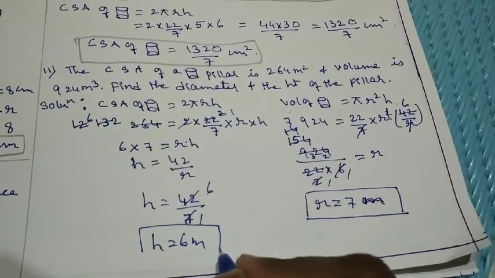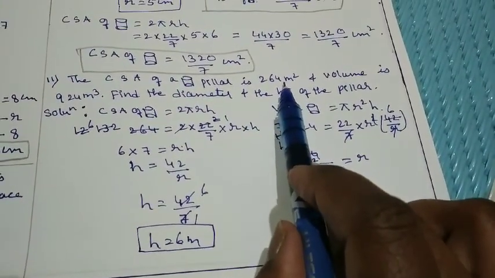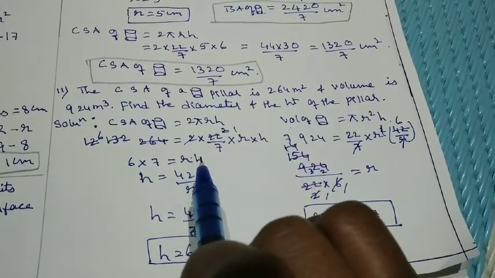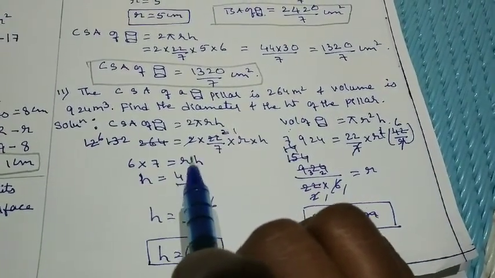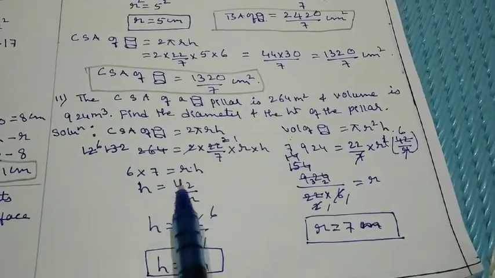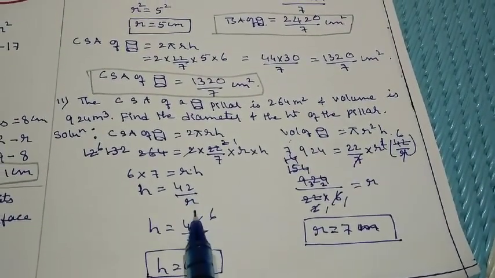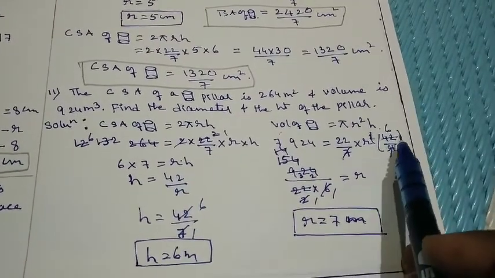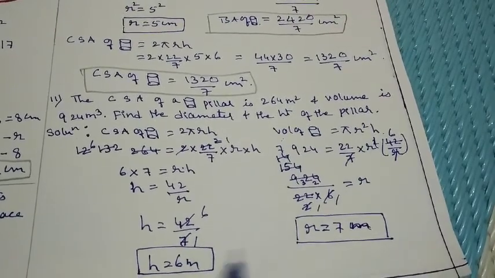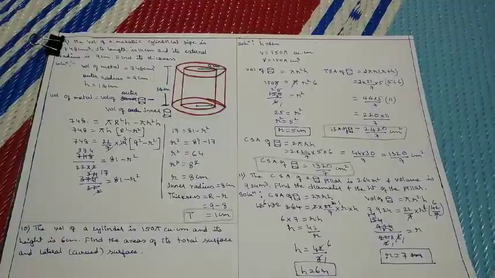This is how we need to find the variable value when the CSA of the cylinder is given and the volume of the cylinder is given. See, in CSA, R and H are both unknown, and even in volume R and H are unknown. So here I made H common and converted the height in terms of radius. That value I substituted in the volume. Then I got the R value. Then substituting the R value in the H, we get the height of the cylinder.